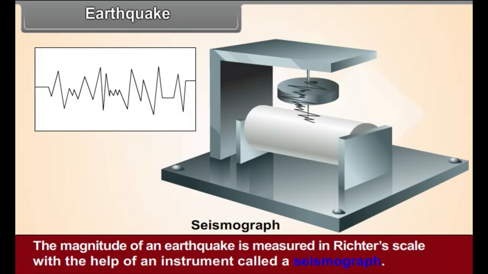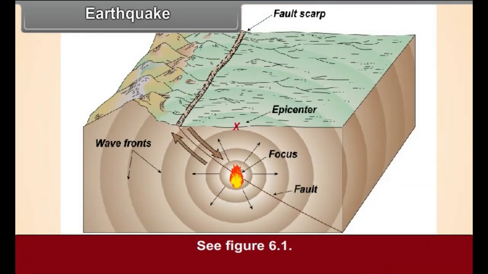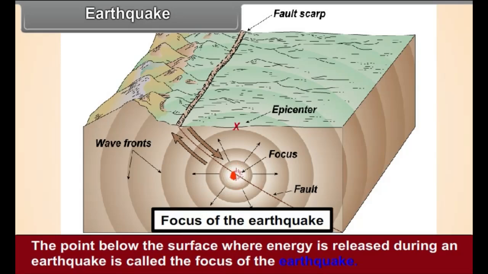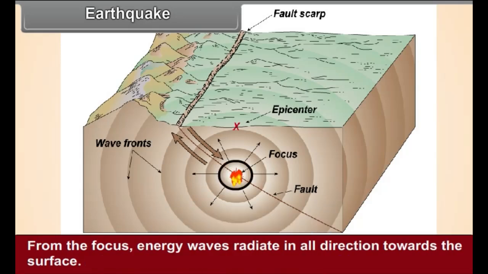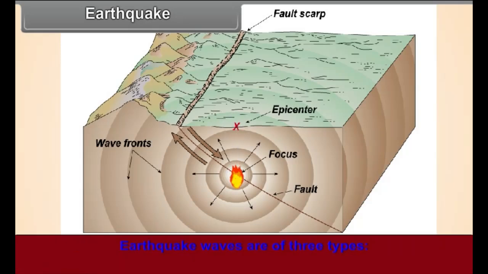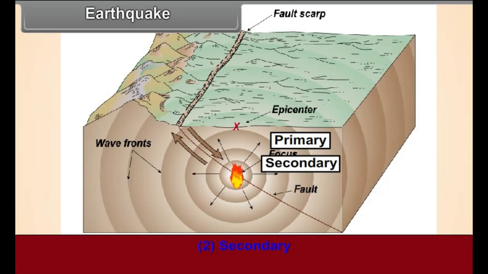See figure 6.1. The point below the surface where energy is released during an earthquake is called the focus of the earthquake. From the focus, energy waves radiate in all directions towards the surface. The epicenter of a quake is located on the surface at the point nearest to the focus. Earthquake waves are of three types: primary, secondary, and surface waves.